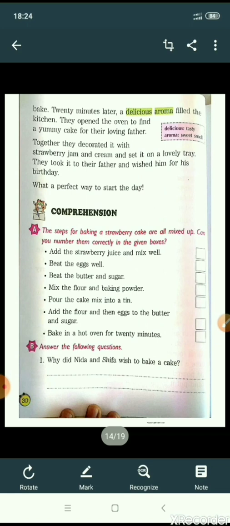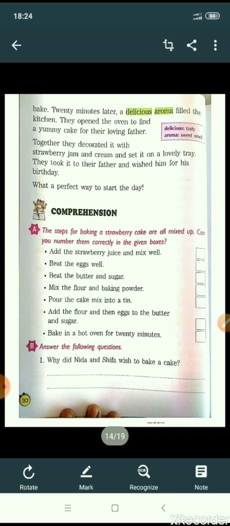Now, they are ready for making the cake. Nida took 4 eggs and beat them well. Children, beating eggs is stirring the eggs so well that egg whites and yellow yolk are blended properly or mixed properly. Shifa took 2 cups of flour.